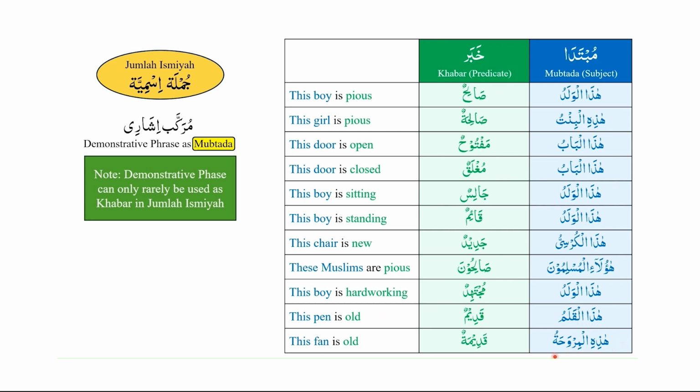Hazihil mirwahatu qadimatun. Mirwaha is feminine because of the presence of gol ta at its end. That is why we are using the feminine demonstrative pronoun. Qadimatun is khabar and it is also feminine because it has to match mubtada. Hazihil mirwahatu qadimatun will be translated as this fan is old.